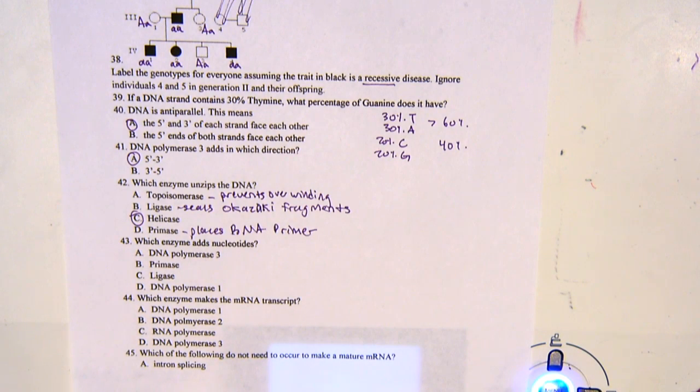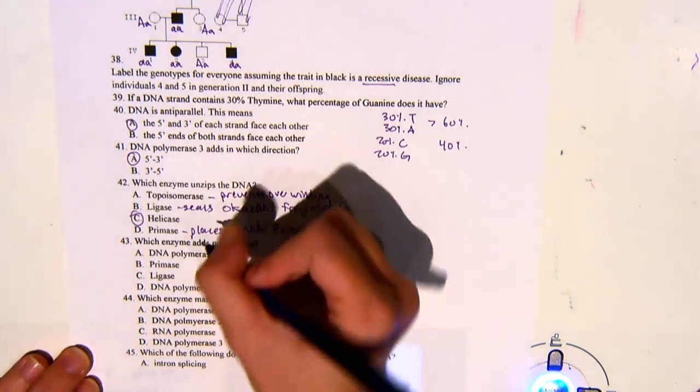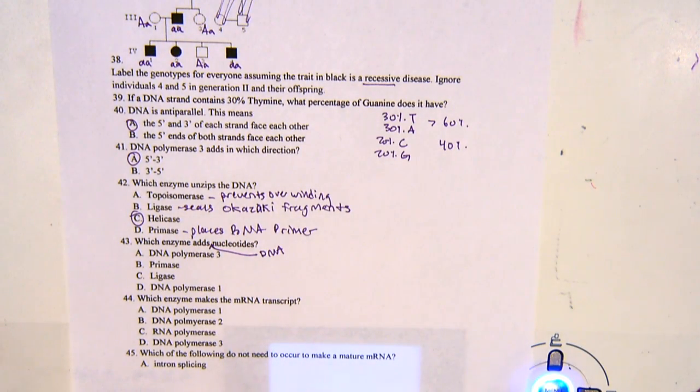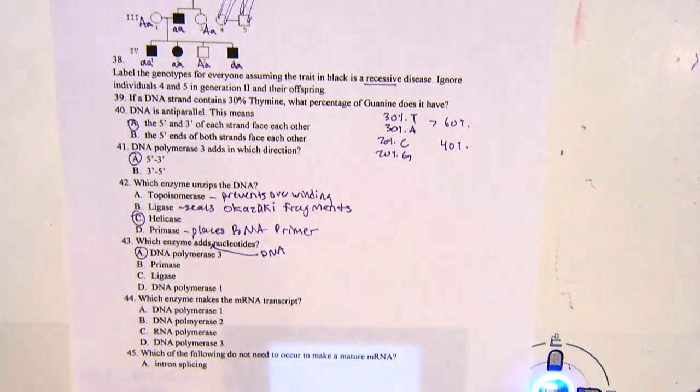43. Which enzyme adds nucleotides? And I should have corrected that, but DNA nucleotides specifically. So which enzyme adds DNA nucleotides is going to be DNA polymerase 3.